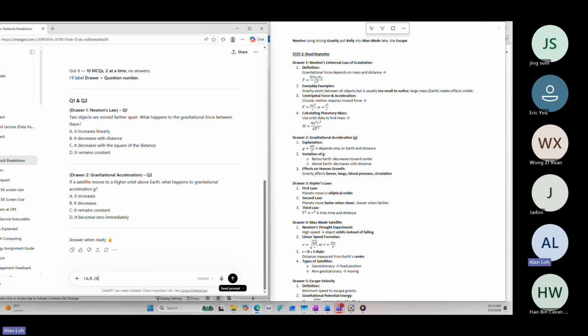Waiting for Jaden, Xuan. Jing Sum asking for weight. Okay, let's see. C and B. Okay, no longer A. So let's see C and B. Eric is B and B. Okay, what about Jaden? Xuan is C and B, like Jing Sum. Okay, so we have two different answers for question 1. What about Jaden? Jaden and Kevin. Two objects are moved apart. What happened to the gravitational force between them? C and B.